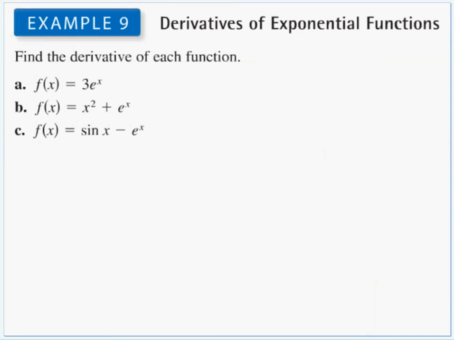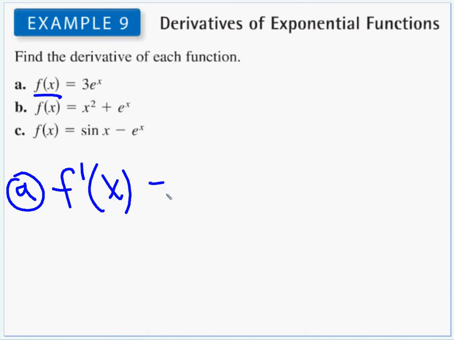Example 9. Here we're just going to throw some e to the x's in there. We'll throw some power rule and some trig function stuff. So I'm just going to do the answers down here. A. For f of x, our derivative will be f prime. And 3 is a constant multiple, and the derivative of e to the x is e to the x. So 3e to the x derives to 3e to the x.